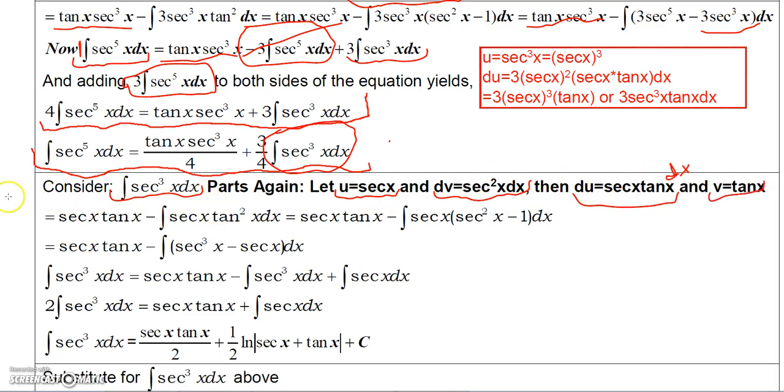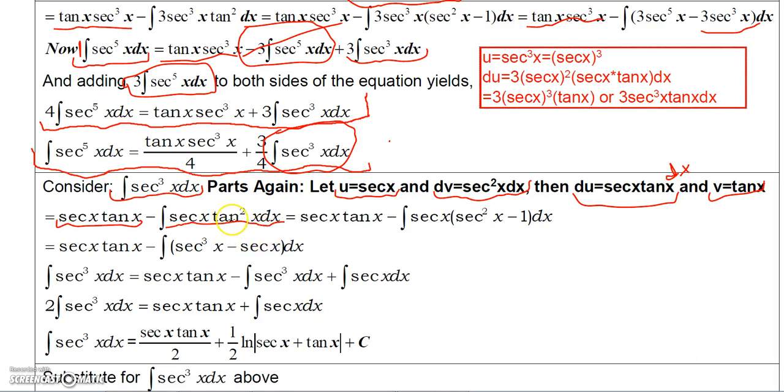Okay, so now go to my parts formula. uv would be secant x times tangent x, and then minus the integral of v du. So what's v? V is tangent x, and what's du? Secant x tangent x. So I have to multiply secant x tangent x by tangent x. So I get secant x times tangent squared x, and then of course the dx is there.